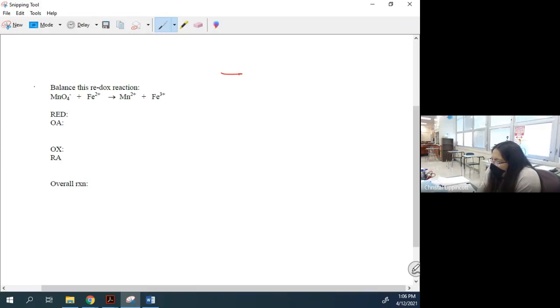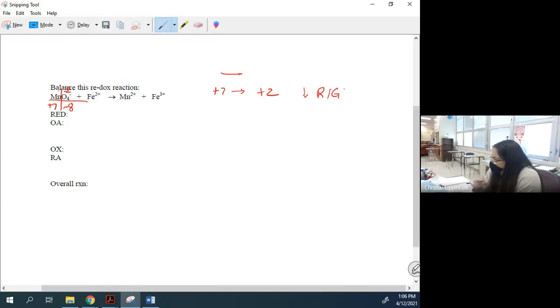All right, so we're going to balance this redox reaction. We need to figure out which is being reduced and which is being oxidized. Remember, oxygen's a -2, so this side's a -8. The overall charge on this ion is a -1, so what does manganese need to be? +7. Over here it's a +2. So we went from a +7 to a +2. Did it gain electrons or lose electrons? The charge went down, so it gained electrons, which means that this is reduced.